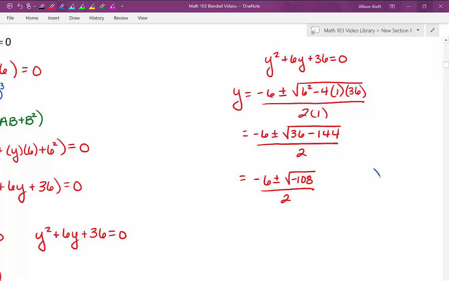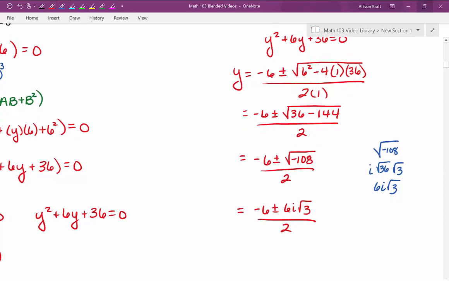Now the square root of negative 108, we can take an i out there. Also, the largest perfect square that's a factor is 36. That goes in 3 times. So this becomes 6i square root of 3. Negative 6 plus or minus 6i square root of 3, all over 2.